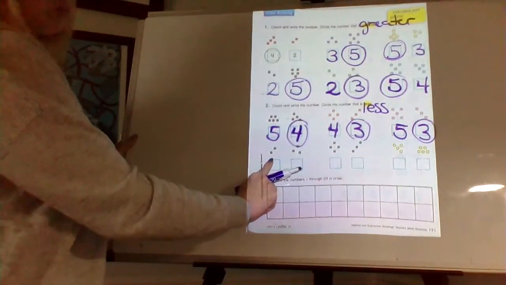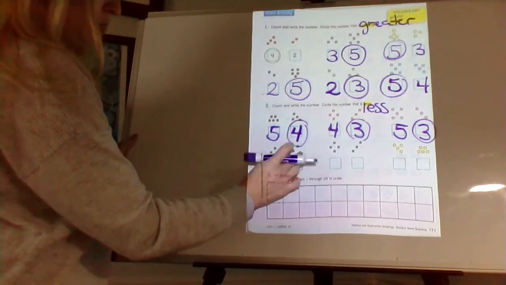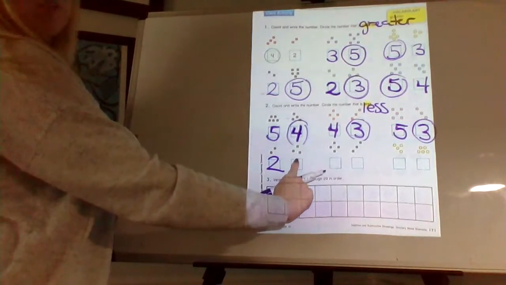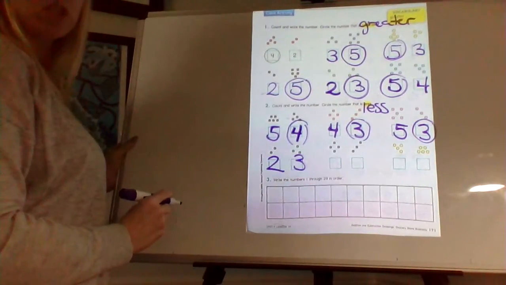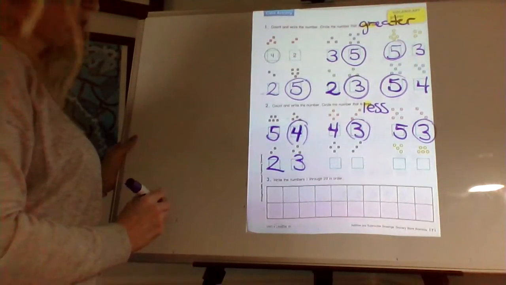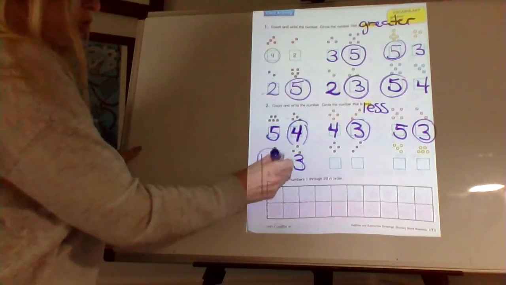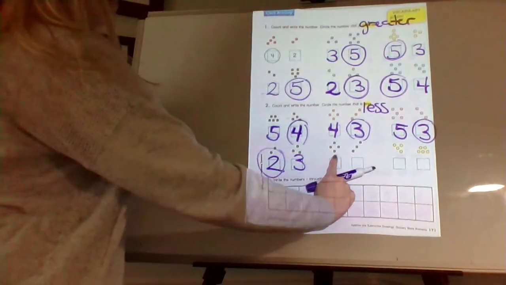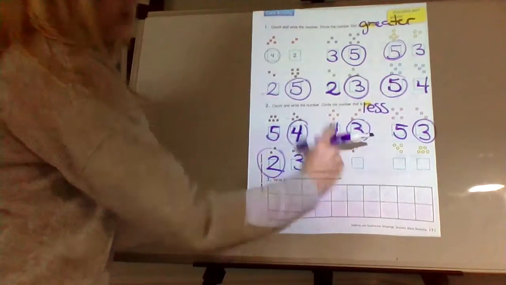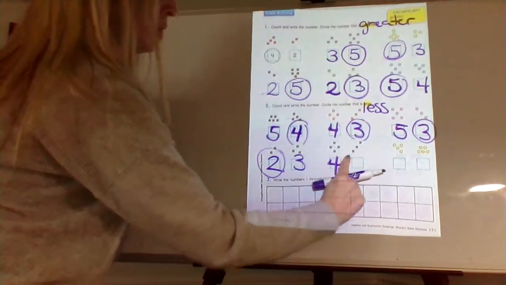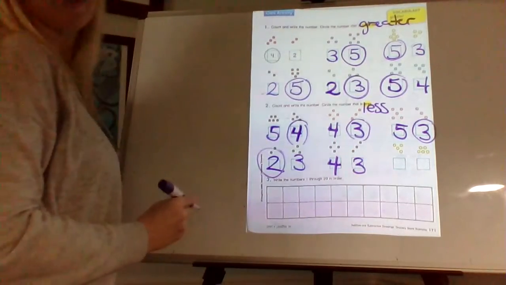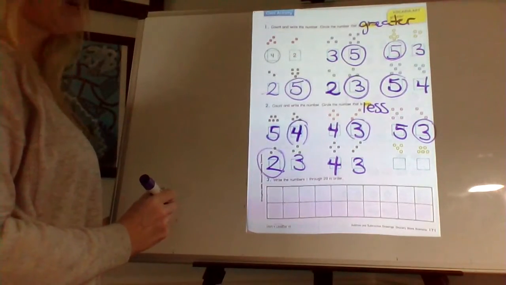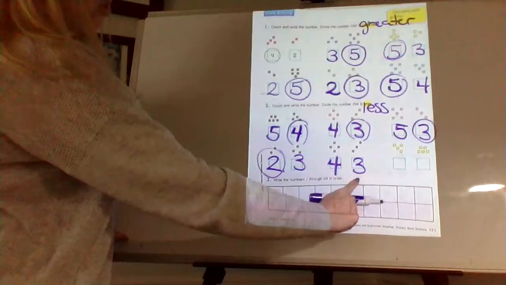How many here? 2. And how many are here? 3. Which number is less? Which is the smaller number, the smaller amount? 2. Okay. How many are here? 4. How many are here? 3. Which number is less? Which is the smaller amount? 3.